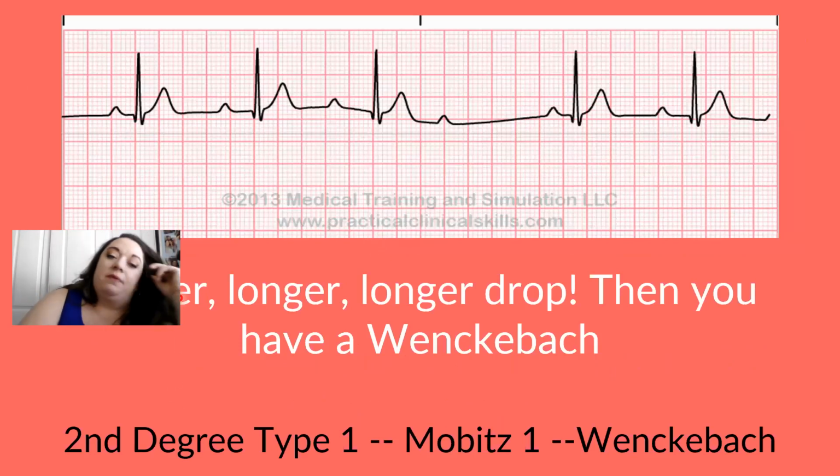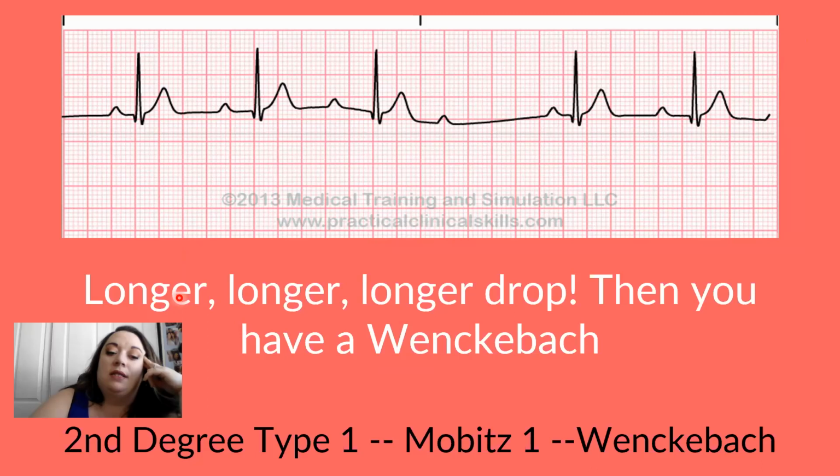There are 2 types of second degree rhythms. There's a second degree type 1. The other name for that is a Mobitz 1. The other name for that is a Wenckebach. The only thing that sucks about this poem is you have to remember what a Wenckebach is. The poem here is longer, longer, longer drop, then you have a Wenckebach.